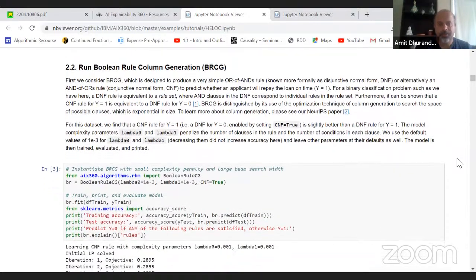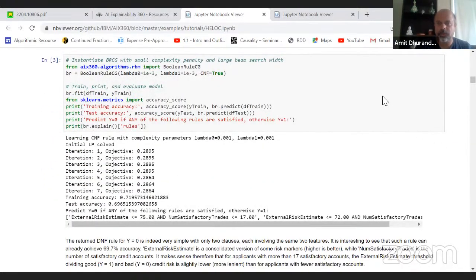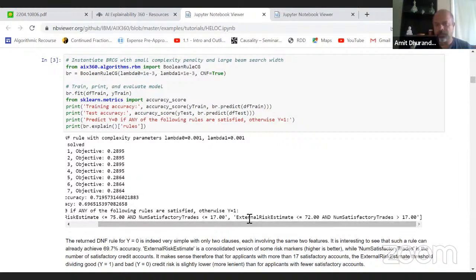And then the BRCG rule-based system. The first rule-based system you run actually gives you a very simple rule here. And it has an accuracy of almost 70%, I think, 69.7. And what it's saying is, basically, this is the rule: if the external risk estimate is less than 75 and the number of satisfactory trades is less than 17, or if the external risk estimate is less than 72 and the number of satisfactory trades is greater than 17, then deny the loan, else you can accept the loan.